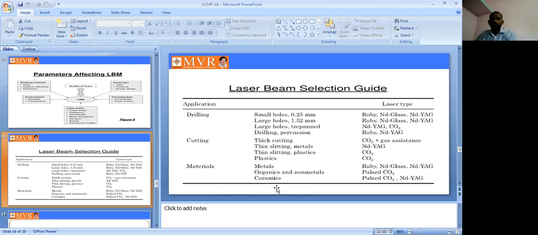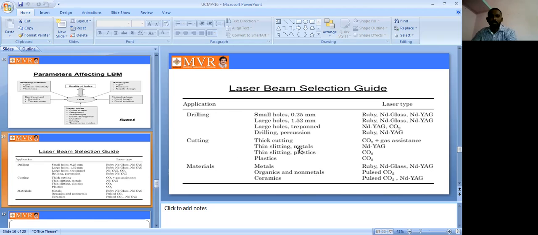Next is ceramics. If the workpiece is ceramic, which kind of laser can we use? Pulsed CO2 and YAG. So these are some very important laser selection guides. Based on these operations, we can select the laser.